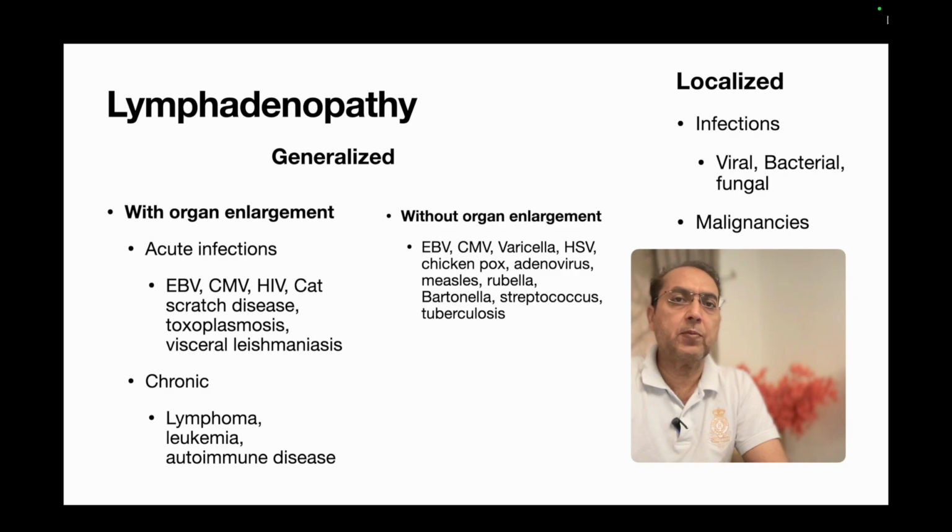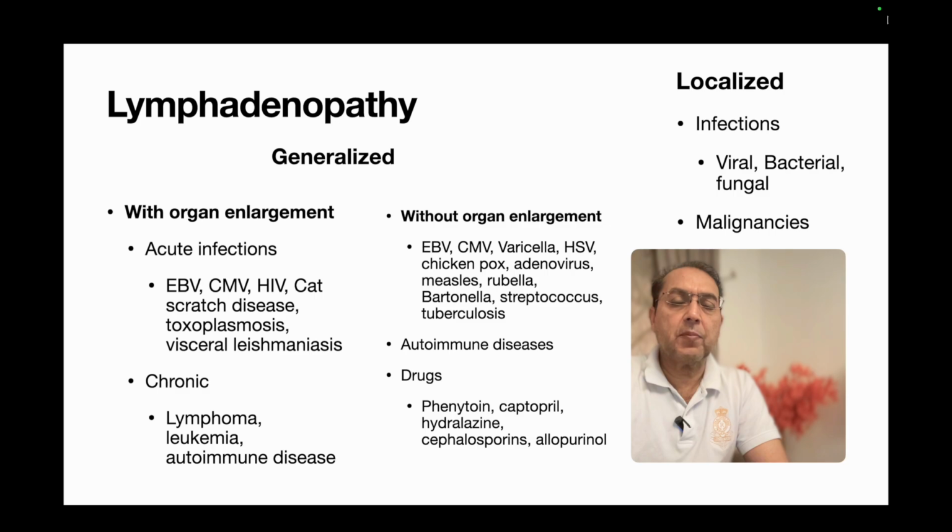For example, Epstein-Barr virus is a classic example that may be with lymph node enlargement and splenic enlargement, and it may be without lymph node, without splenic enlargement. And then you got autoimmune diseases, they can cause generalized lymphadenopathy without organ involvement. And then the drugs, certain drugs can cause lymph node enlargement. For example, phenytoin, captopril, hydralazine, cephalosporins, and allopurinol. These drugs can cause lymph node enlargement.